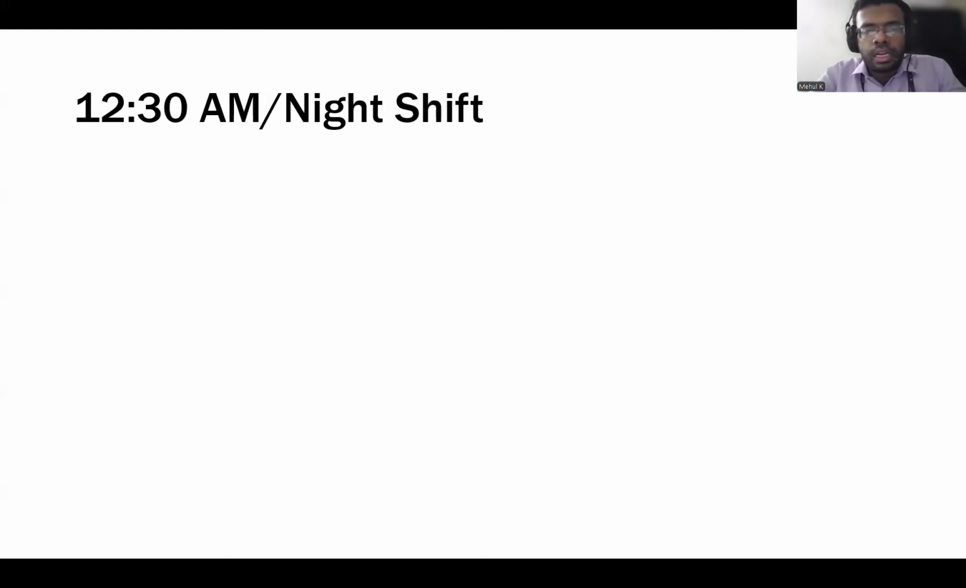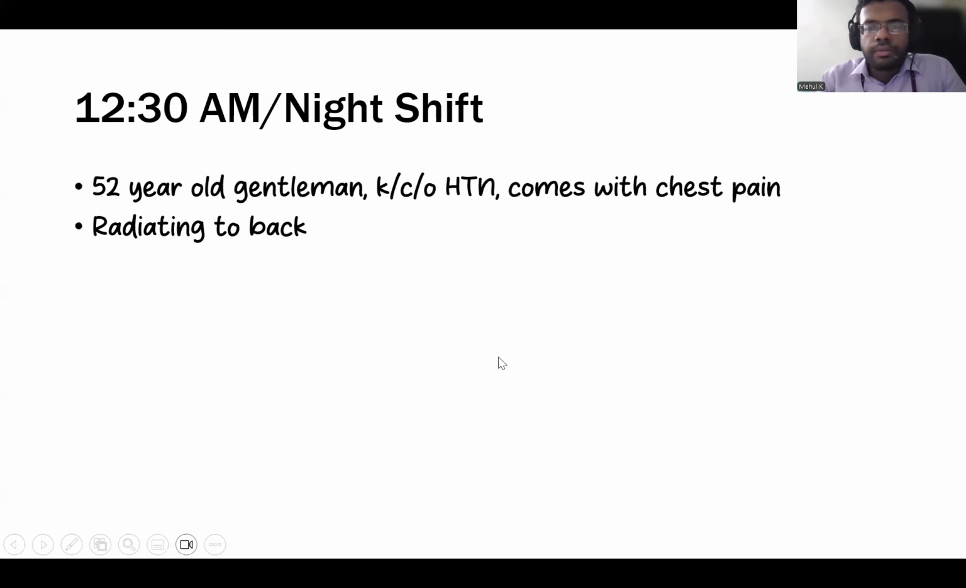So, we'll start with a story, and you are in the night shift. It's 12:30 in the night, and you get the case. A 52-year-old gentleman who's a known case of hypertension is coming with chest pain, and he reports that there is some radiation to the back. It's not a very severe type of chest pain. Maybe it's about 3 or 4 out of 10 in terms of severity, not very severe.